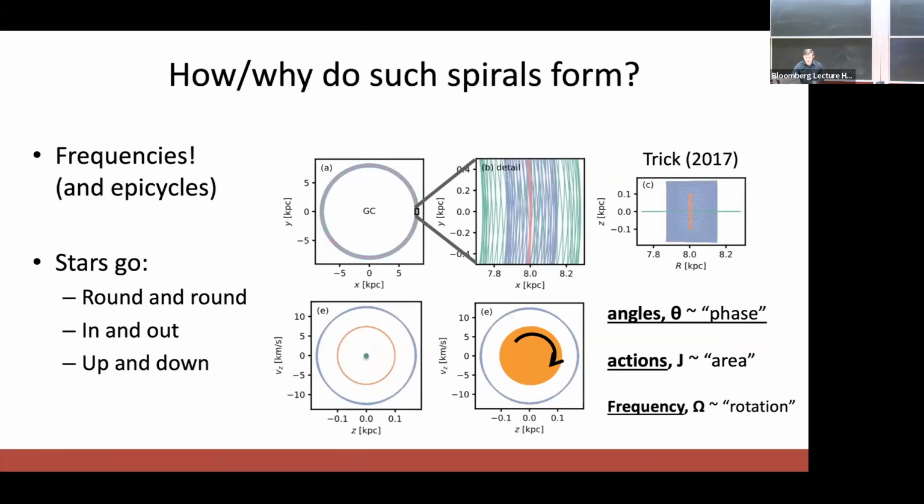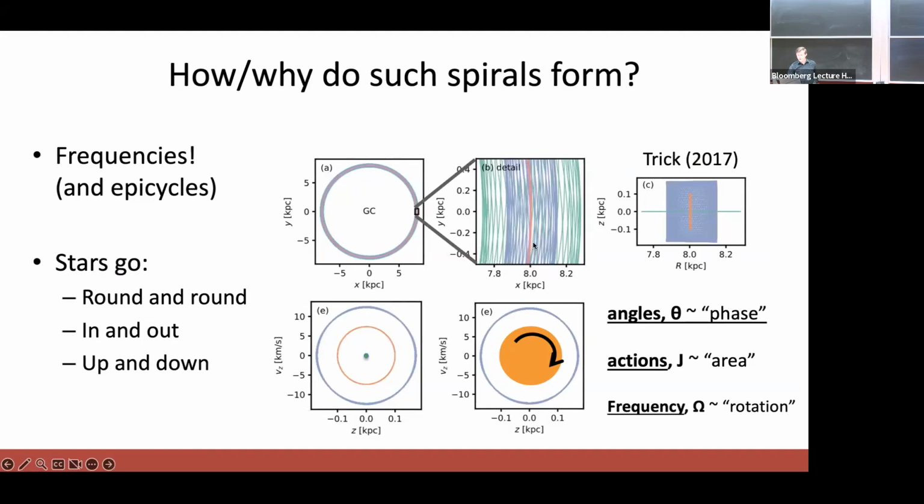And I'll do a brief digression on how and why these spirals form, if you're not a galactic dynamicist. It's all to do with frequencies and epicycles. So you have this image from Wilmot Trick's PhD thesis. On a galactic orbit, there's an orbital track of stars that are fairly close to being circular, but not quite.